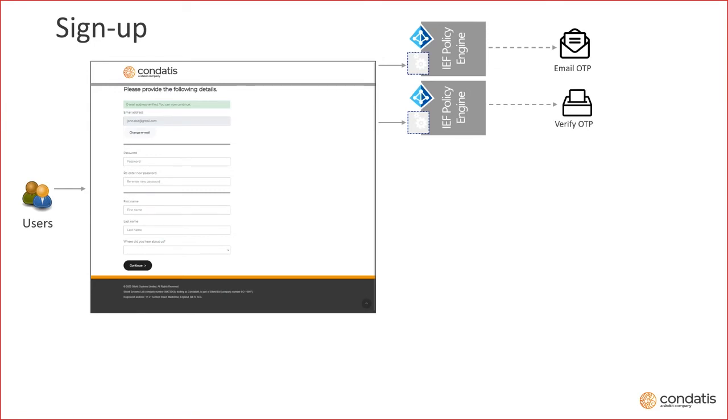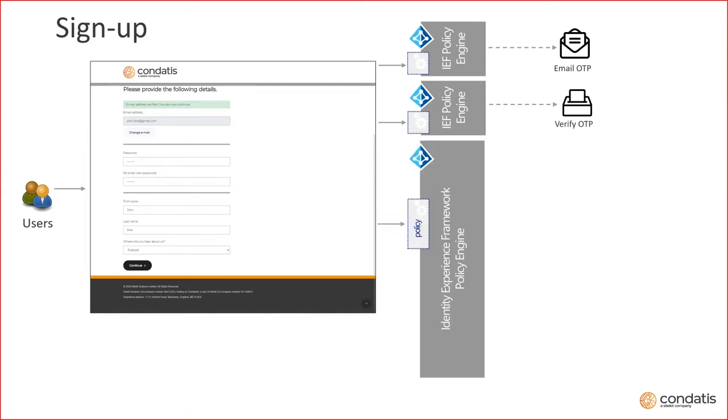Assuming I've entered the correct code, which I have here, I can then fill in the rest of the form. You'll see we've got a bunch of different fields on here. We've got the usual: password, re-enter password, first name, last name, and we've got this 'where did you hear about us'. That's all going to be sent over to our policy, to the policy engine.